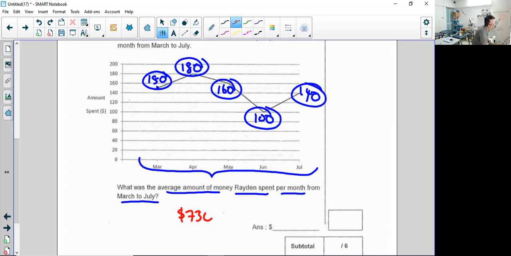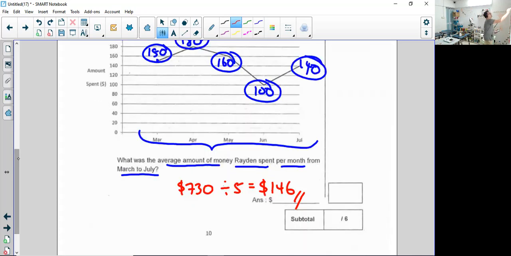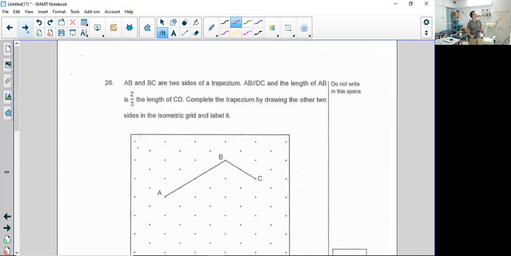All right, $730, and that is not average. That's only the total. So to get the average, you will need to divide by how many months are there. So there are 5 months, so divide by 5, you will get the average, which is $146. And that's the average. So if you never divide, you did not find average. Okay, so let's go to the next one, question number 26, which is a drawing construction.